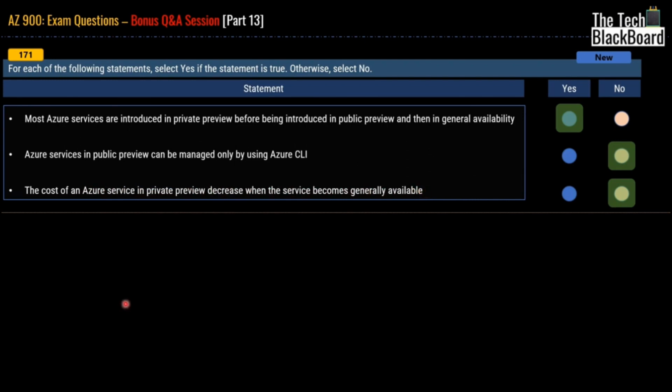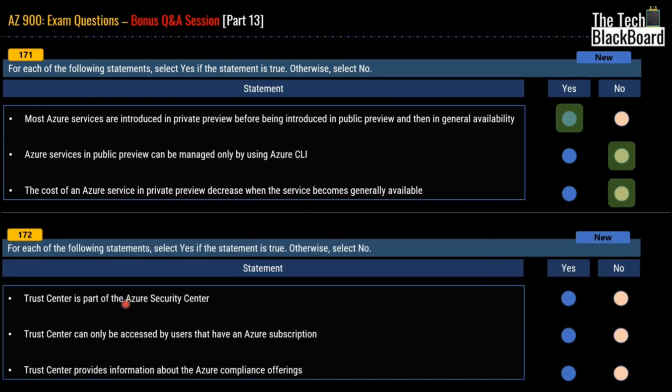Moving on with question number 172, which again is a yes/no kind of question. Let's read the first statement. The first statement says that the Trust Center is a part of Azure Security Center. The correct answer for this statement is no. The second statement says that the Trust Center can only be accessed by users that have an Azure subscription. The correct answer for this statement is again a no. And the reason for this is that Trust Center is an open site or open Microsoft documentation and anyone can read through. So you don't have to have an Azure subscription to read through or access the Trust Center.